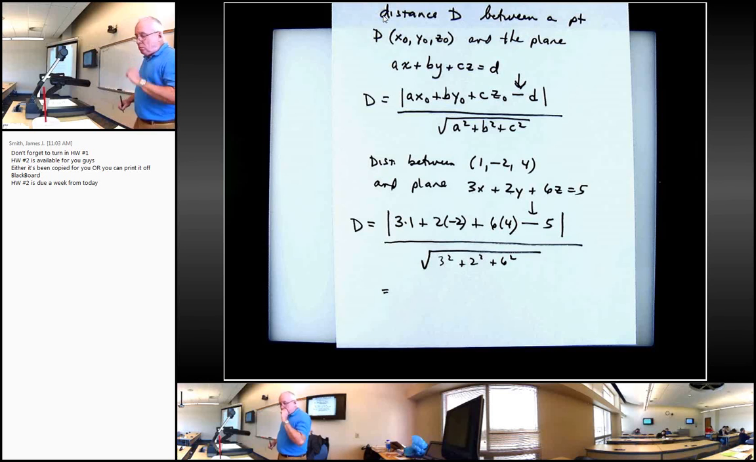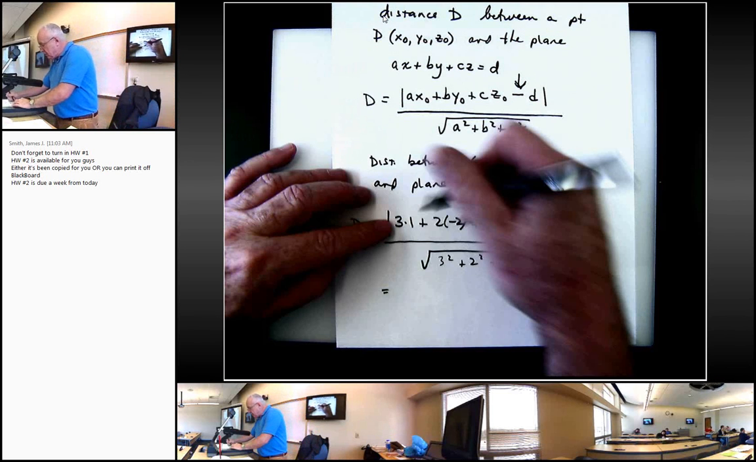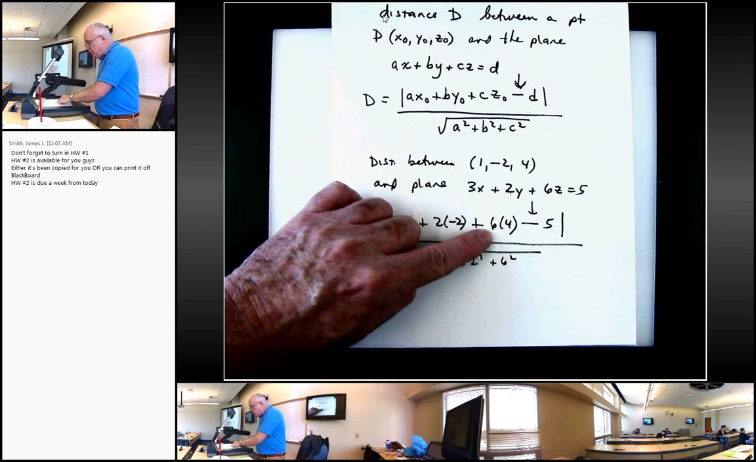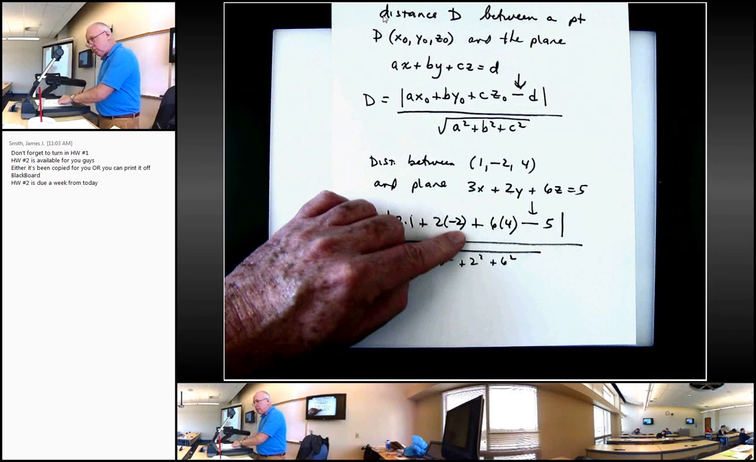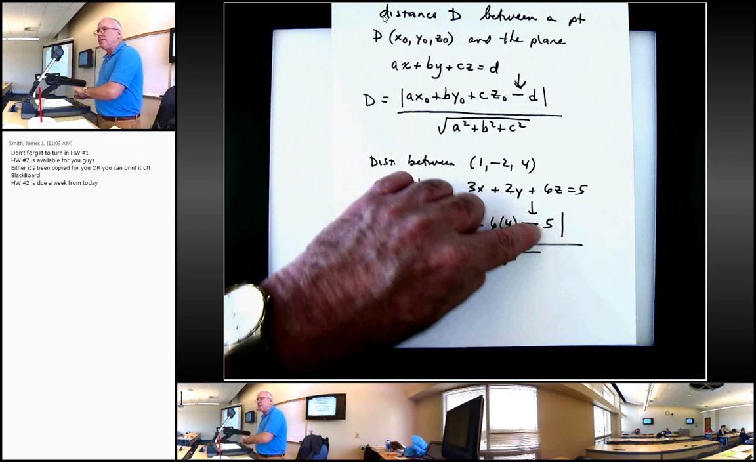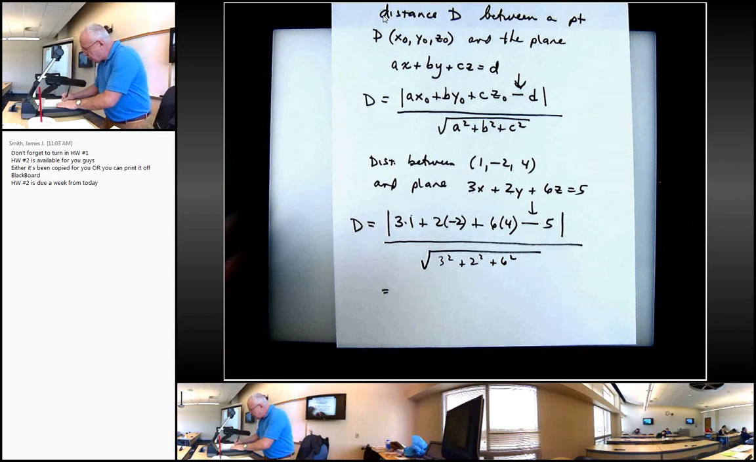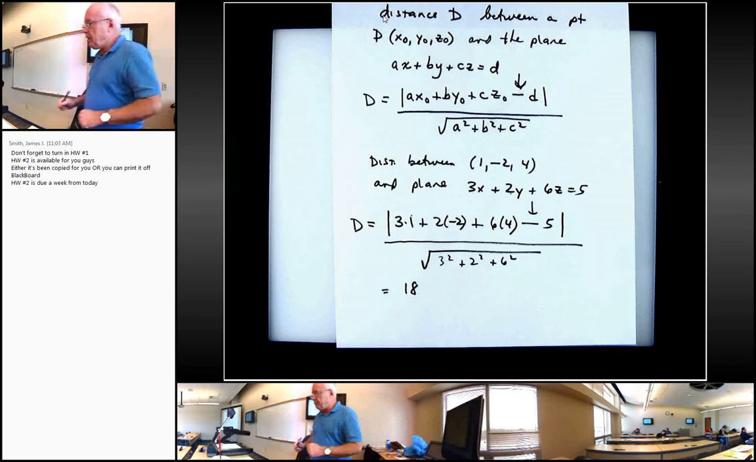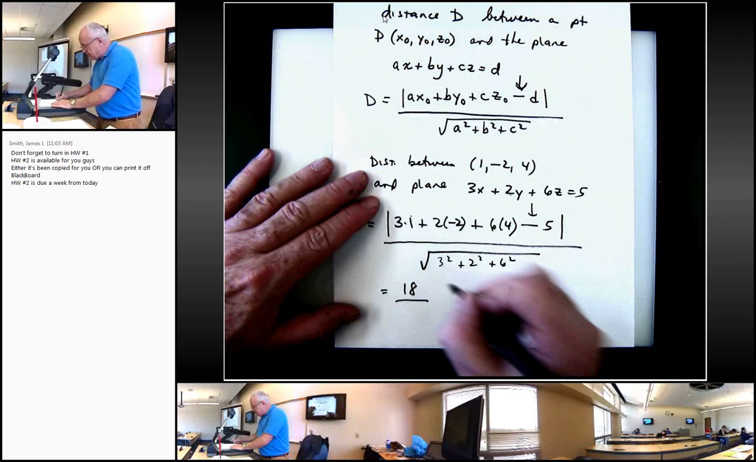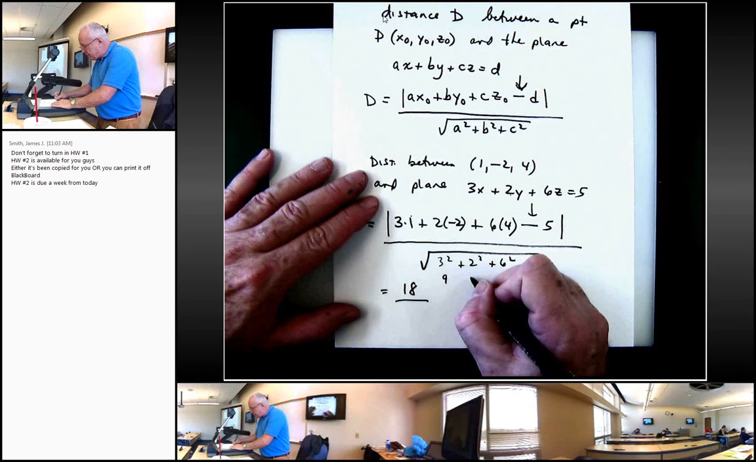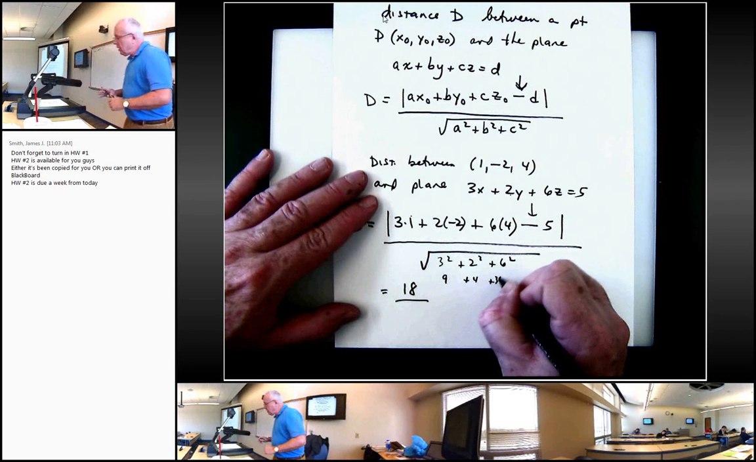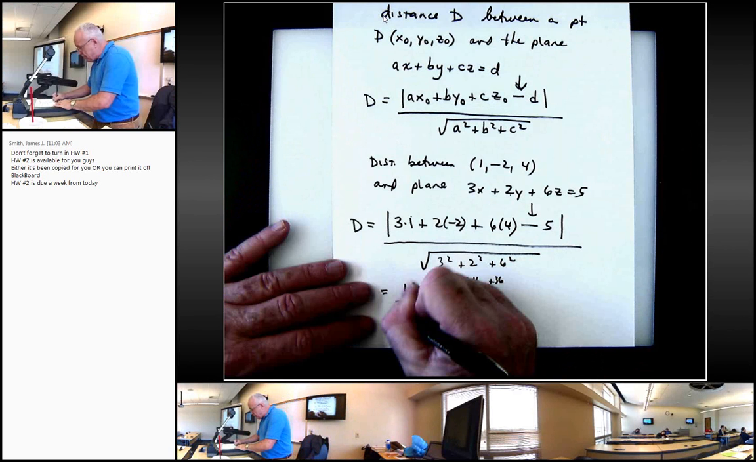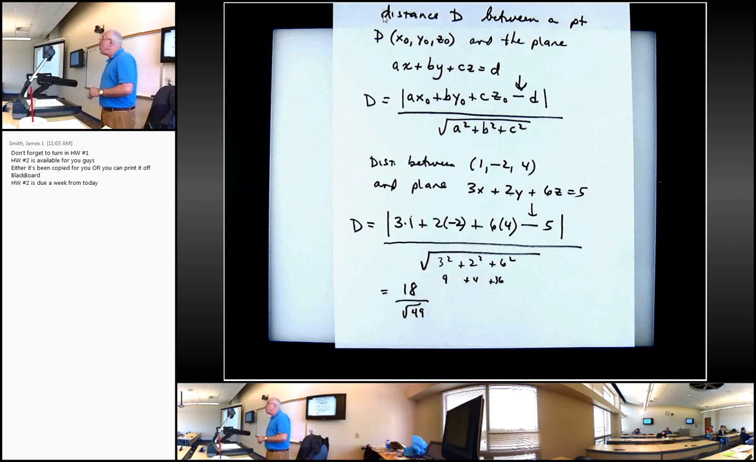Okay, so let's figure out what this is. This is 3 minus 4, so that's minus 1. 24 minus 1 is 23. 23 minus 5 is 18. So the top number, the absolute value, is 18. The bottom number is 9 plus 4 plus 36. That's 13 plus 36. That is the square root of 49. Well, what do you know? That's a nice perfect square. Isn't that nice?